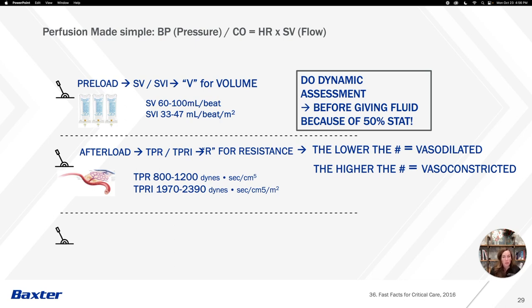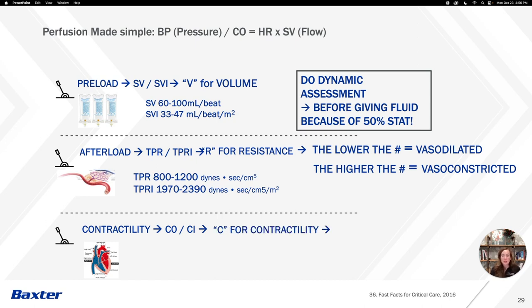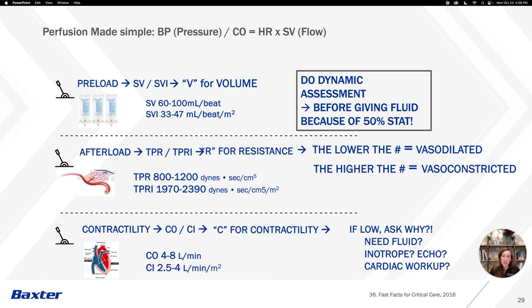So our third lever of perfusion that we can pull when our patient presents to us with a perfusion deficit is contractility. And sometimes when we pull the contractility lever, we're giving fluid, and sometimes we're giving an inotrope. And if your cardiac index is low, especially if the patient has gotten fluid, this is the time to slow down and get curious and ask more questions.